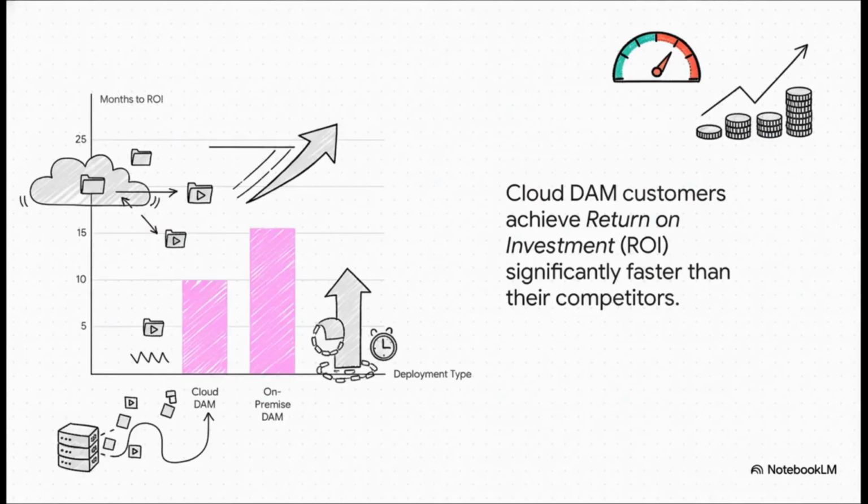And one of the biggest factors in that decision is time to value. Just look at the numbers. Cloud-based DAMs typically start delivering a positive return on investment in about 10 months. That's a lot faster than on-premise solutions. And the reason is simple. You don't need a huge internal IT project to get it deployed and keep it running.